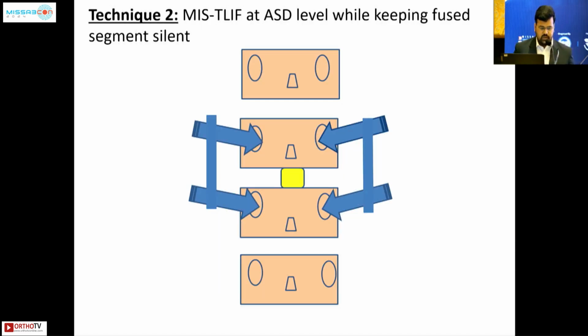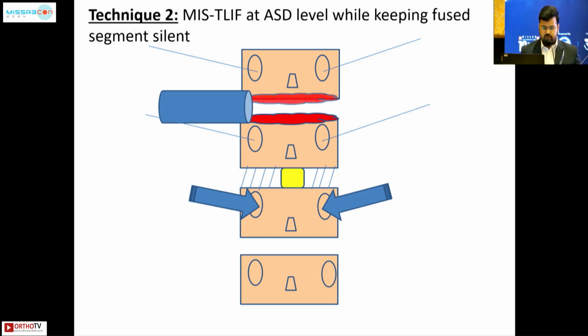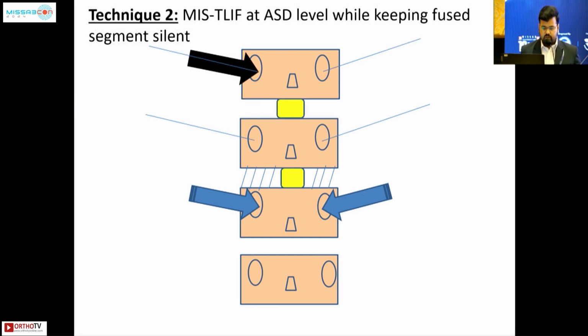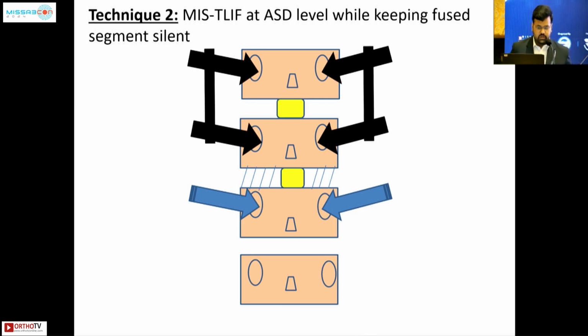Let us discuss the second technique, which involves MIS TLIF at the ASD level while keeping the fused segment silent. So this is a patient with primary fused segment. There is a confirmed fusion at the primary level. Patient develops adjacent segment disease. Now the connecting rods were removed. The proximal screws were removed. Guide wire was inserted at the adjacent segment. Using tubes, MIS TLIF was done at the adjacent level. Screws were inserted. Connecting rods were applied while keeping the distal screws silent.